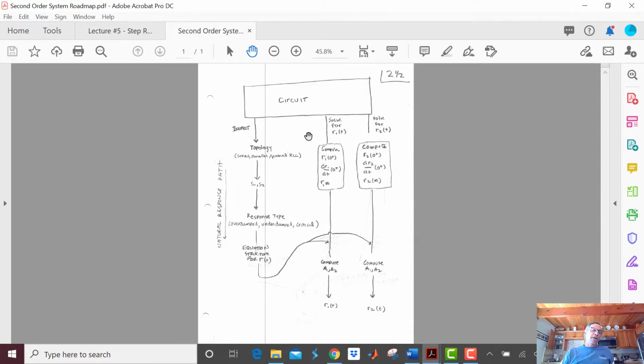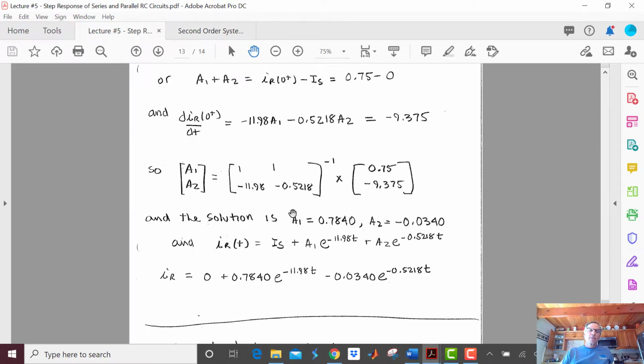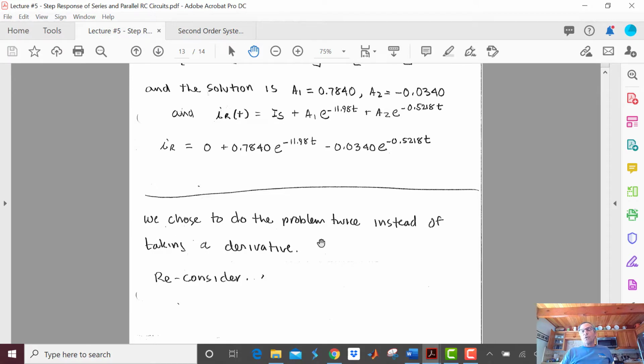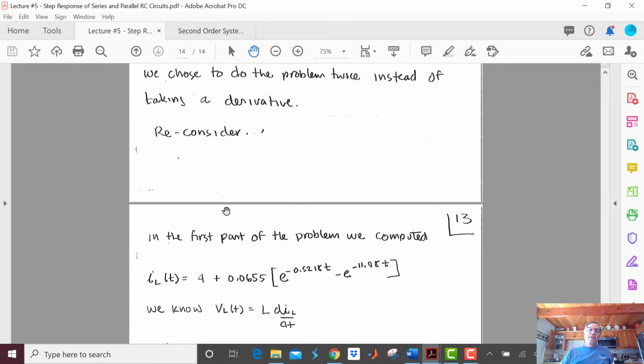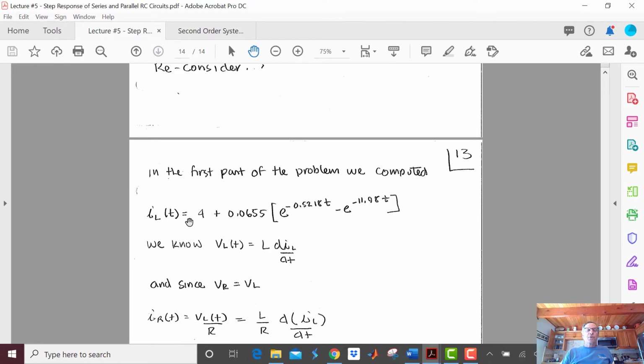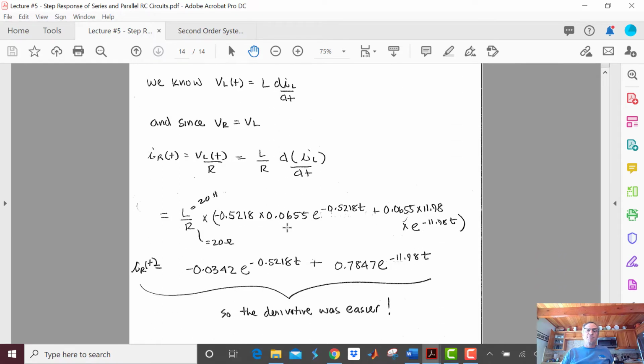Now, if we wanted, as we pointed out at the beginning of this problem, we could have just gotten IL, and then we could have computed a derivative to get IR. I encourage you to do that if you've got the time. So we chose to do this problem twice, or in other words, we did the right-hand side of the roadmap twice, instead of taking a derivative. Was that a good choice? In the first part of the problem, we computed our IL, and it had a nice exponential response. And taking that derivative would have been pretty easy.